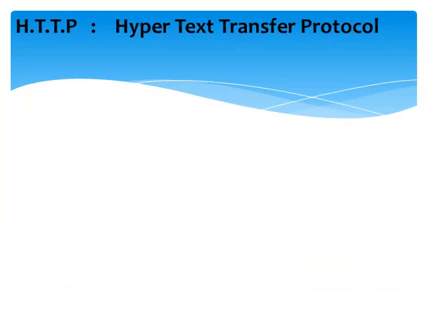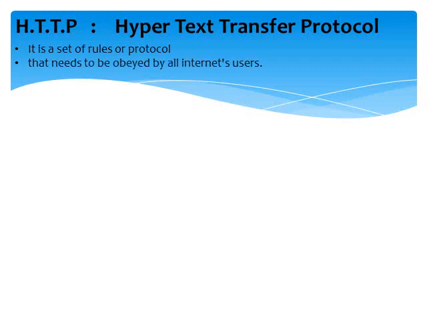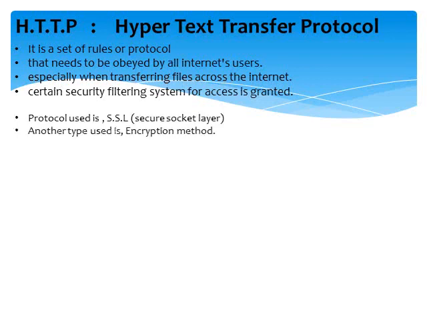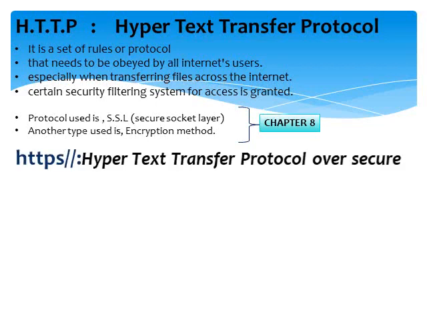The next terminology is called Hypertext Transfer Protocol, or HTTP. It is a set of rules or protocol that needs to be obeyed by all Internet users, especially when transferring files across the Internet. A certain security filtering system has to be gone through before access to a particular site is granted. The most commonly used protocol is known as SSL, which stands for Secure Socket Layer, and another type of protocol is called the encryption method. These two security measures will be further covered in Chapter 8 of your textbook.